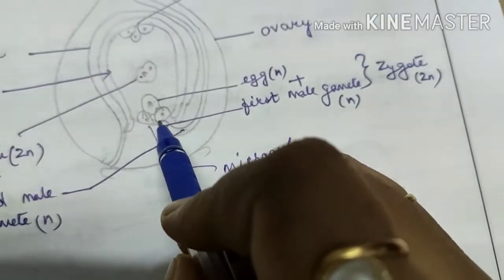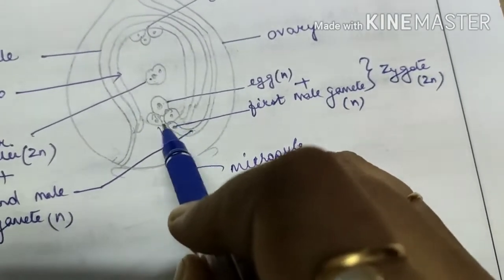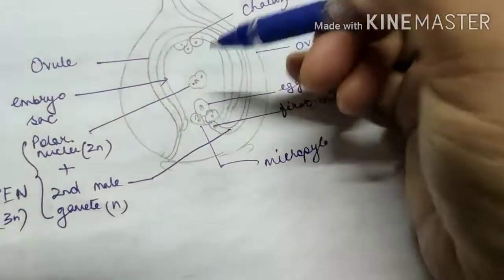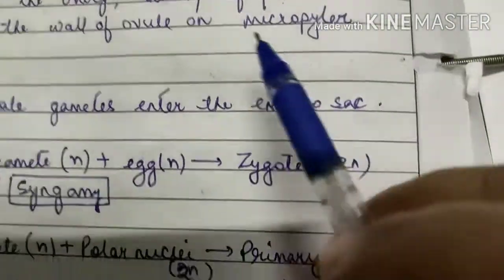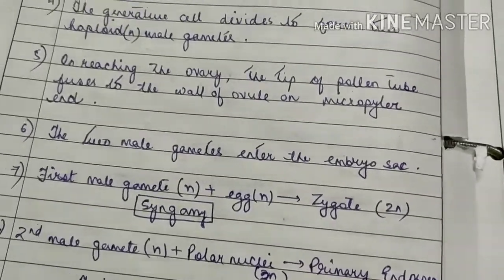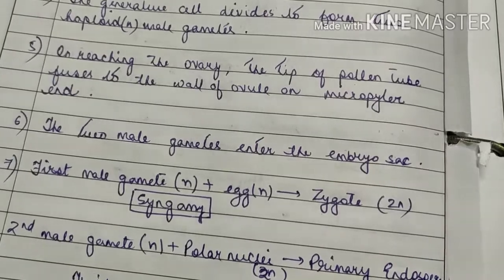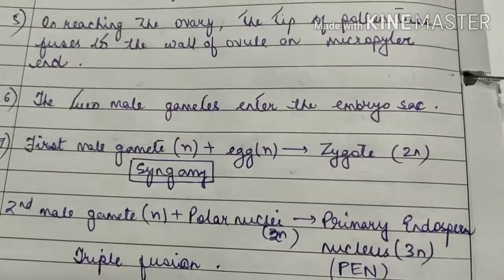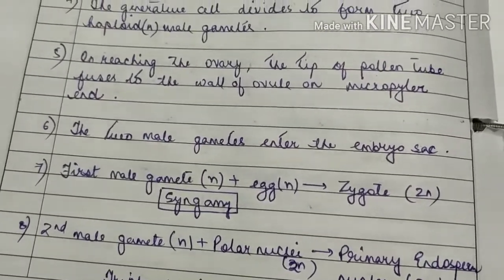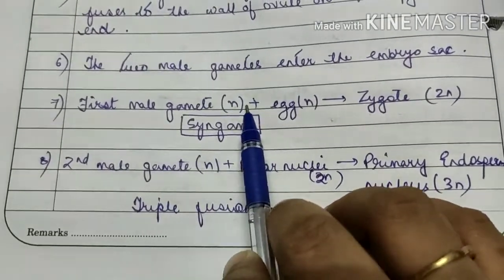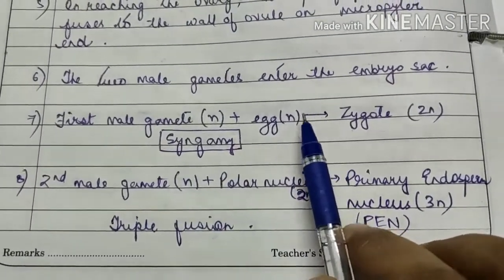The tip of the pollen tube will fuse with the embryo sac wall inside the ovule, and the pollen tube will release the male gametes into the embryo sac. How many male gametes are there? 2 male gametes are there, because either the 2 male gametes have entered the pollen tube, or the generative cell nucleus has already divided into 2 male gametes. The male gametes are haploid. Remember, the male gametes are always haploid. Now once entered inside this embryo sac, what happens? Number 1, the first male gamete, which is haploid, fuses with the egg, which is also haploid.